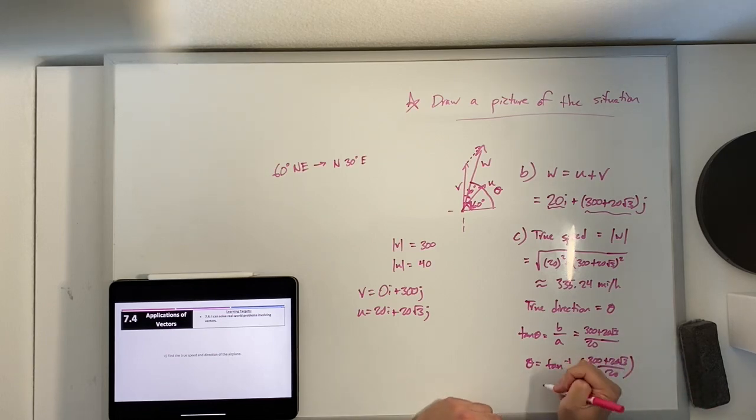Okay. And in this case, I kept it in degree mode. We usually express bearing and direction in degrees. And I got theta is 86.58 degrees. Please include the degree sign.